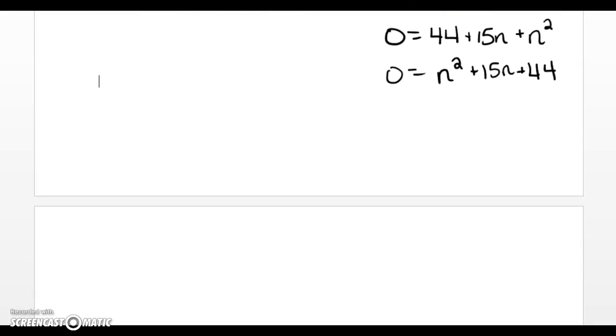In order to factor, we're going to use that product-sum method. We're going to look at the product of your a times c value. So 1 times 44 would give you 44. And you want a sum of that b value, which is positive 15.